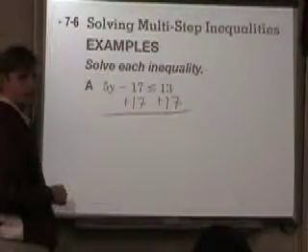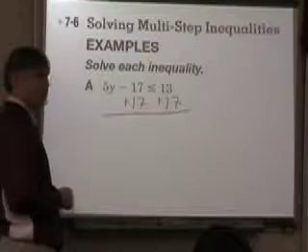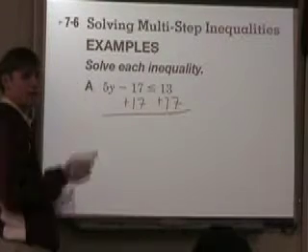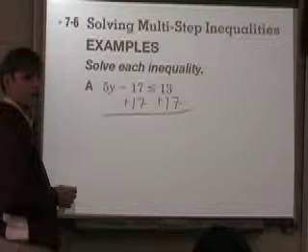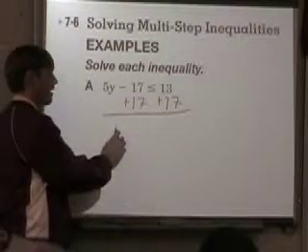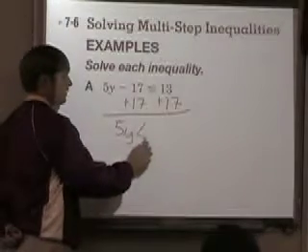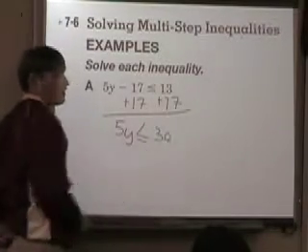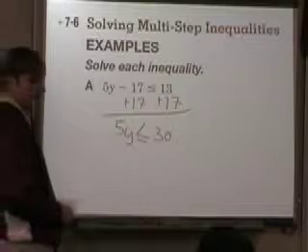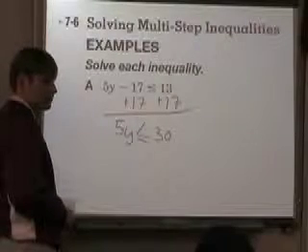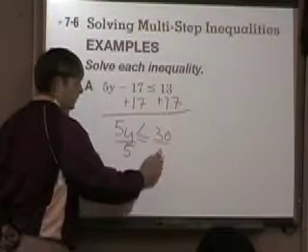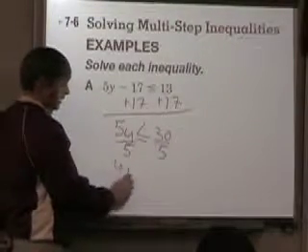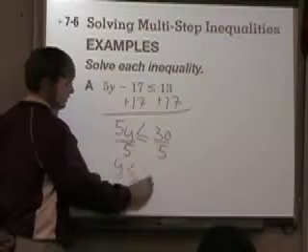So what does that give you, Zach? 13 plus 17? 30. So I've got 5y is less than or equal to 30. Now what do I do, Danica? Divide by 5 on both sides. So that gives me y is less than or equal to 6.